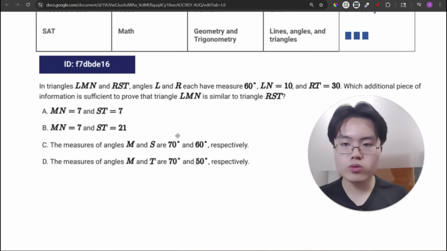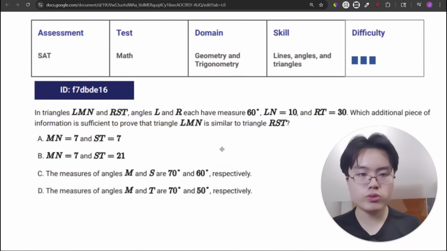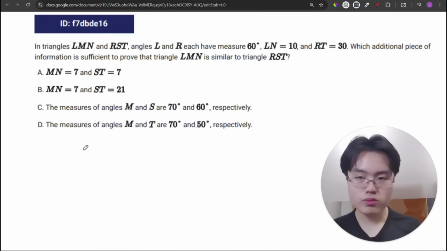So actually, let's solve this question. See if you can do this. This is on the harder side, by the way, so read really carefully and try your best. Pause this video and see if you can do this. In triangles LMN and RST, angles L and R each measure 60.